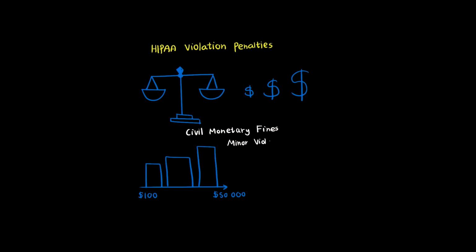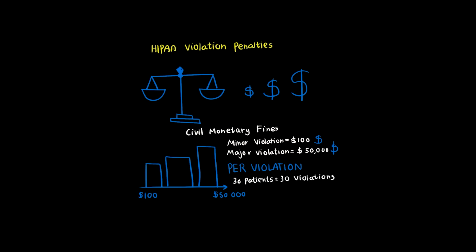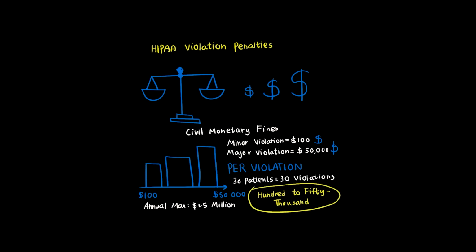Think about what this means practically. A nurse accidentally sends one patient's records to the wrong family? That could be a $100 fine if it's a first-time unintentional error. But a hospital system that knowingly fails to encrypt thousands of patient records? That's moving toward the 50,000 per violation range. And here's the kicker. It's per violation, not per incident. If you email unencrypted records of 30 patients, that could be 30 violations. The annual maximum can reach $1.5 million, but individual violations range from that modest 100 for honest mistakes to 50,000 for willful neglect.